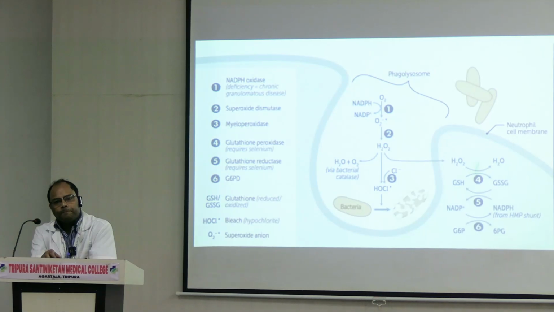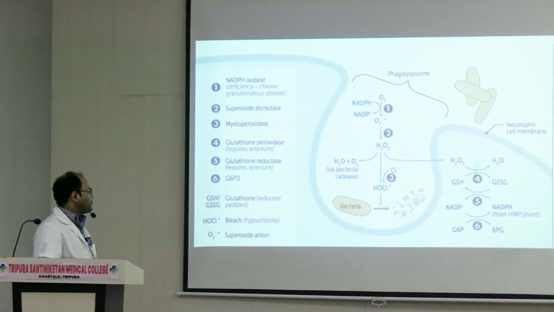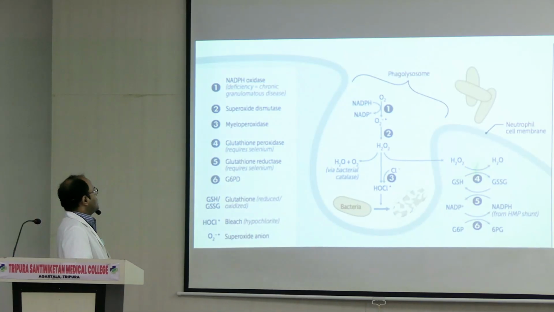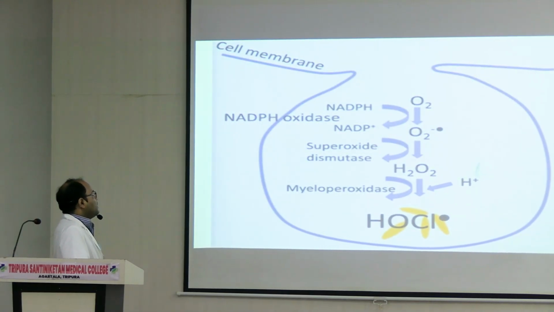This is the answer. So this is the process. You can see the phagocyte can generate superoxide as well as HOCl. This is called bleach.